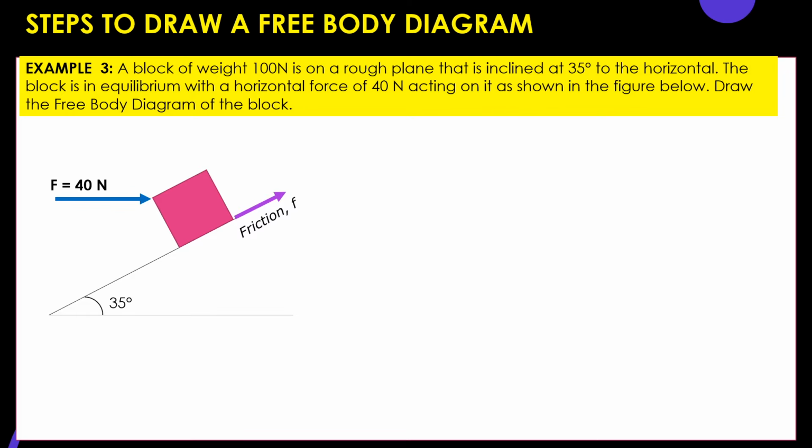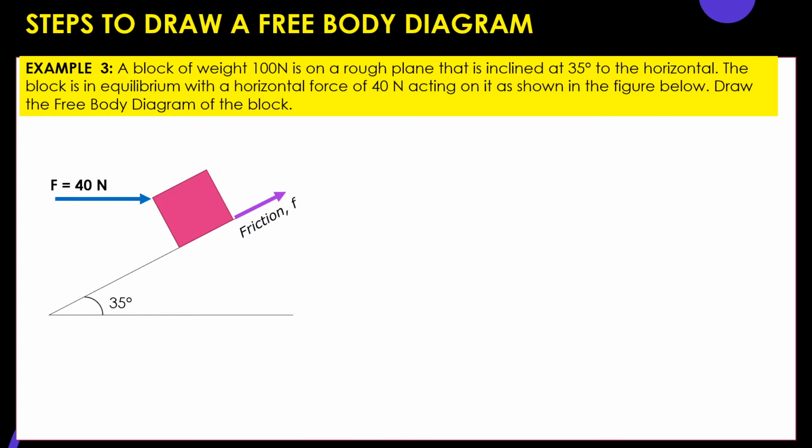Alright, look at the third example. Let's try to draw the free body diagram for this example. Okay, we have a block where the weight of the block is given as 100 Newton and it's on a rough plane, and the plane is inclined at 35 degree to the horizontal. Look at here, we have the angle of 35 degree and the block is in equilibrium. So equilibrium means that the object is not moving.